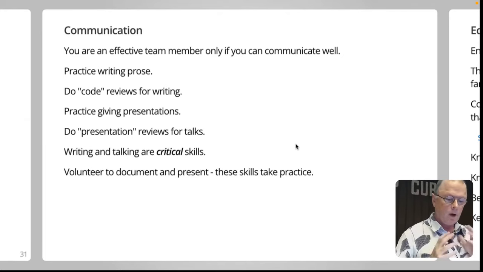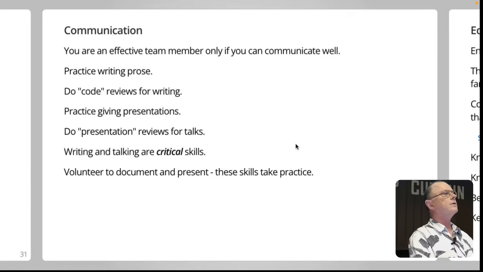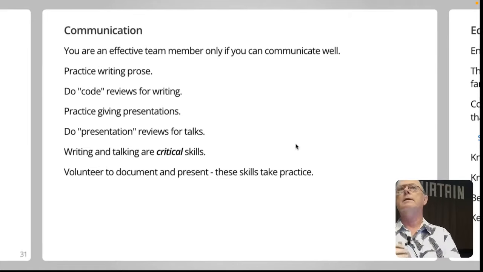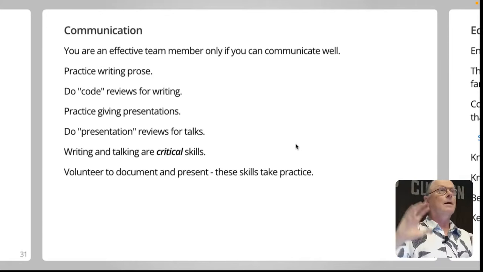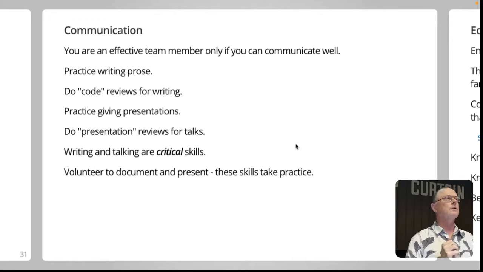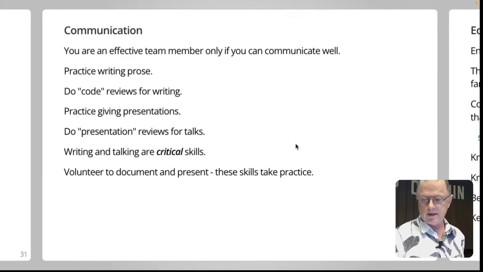Right? Volunteer to do these things. If there's a job like giving a talk at a conference for your team or writing documentation for a new feature in your team, occasionally volunteer. I'll do that. I'm not good at that, but I'll do it because I'll learn more by doing it. That's really strong advice. I really think you should take that to heart.